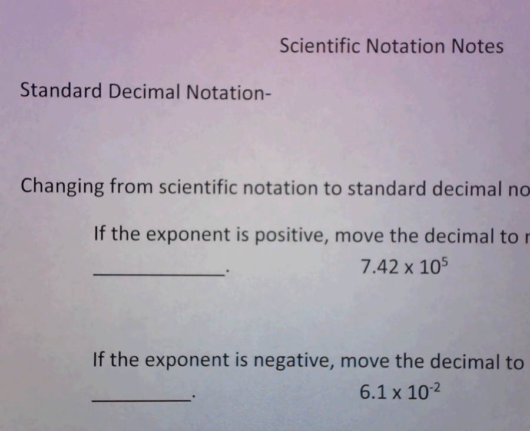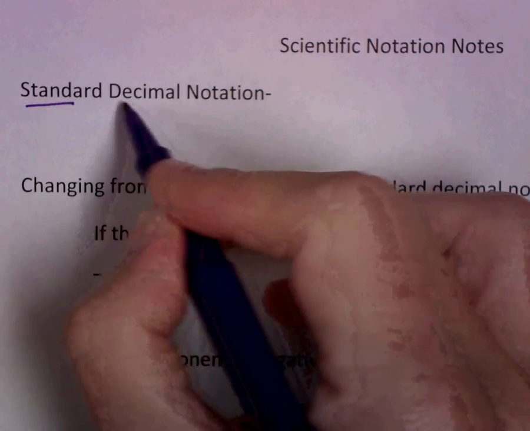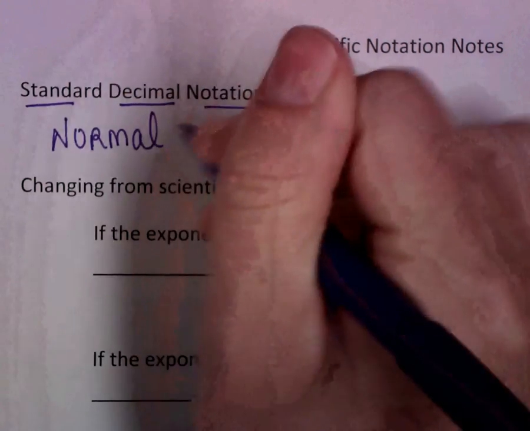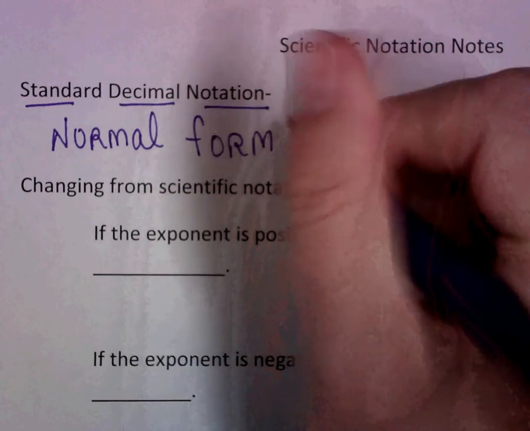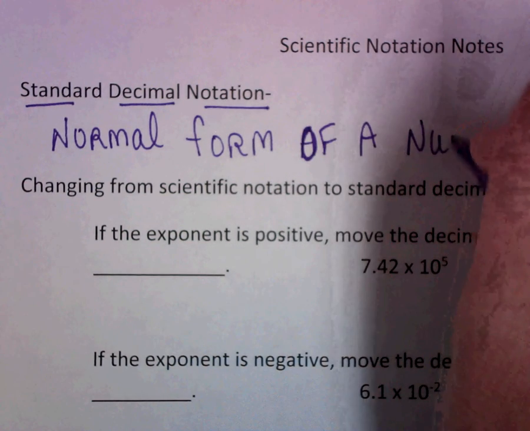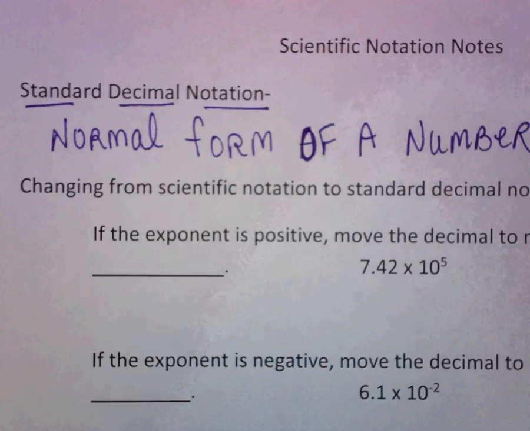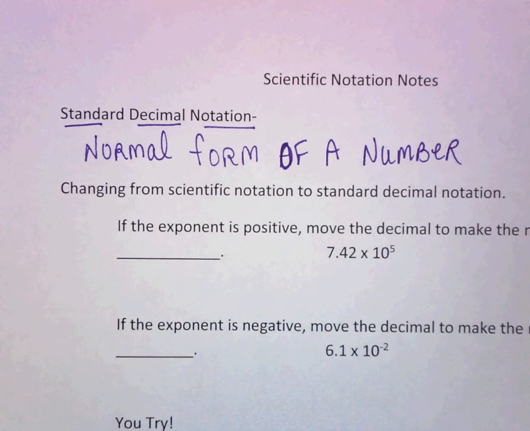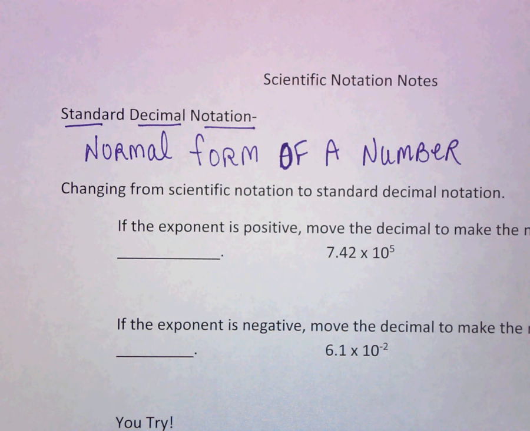In our lesson yesterday, we talked about taking a number that was in standard decimal notation and changing it to scientific notation. Remember, standard decimal notation is just the normal form of a number. This is how we're used to seeing our numbers written. Yesterday we took the normal form and changed it into scientific notation.